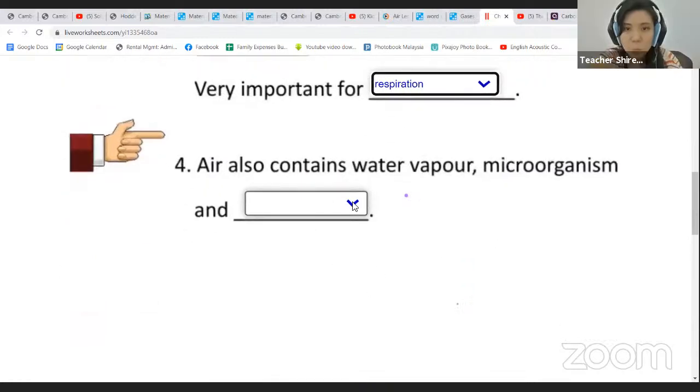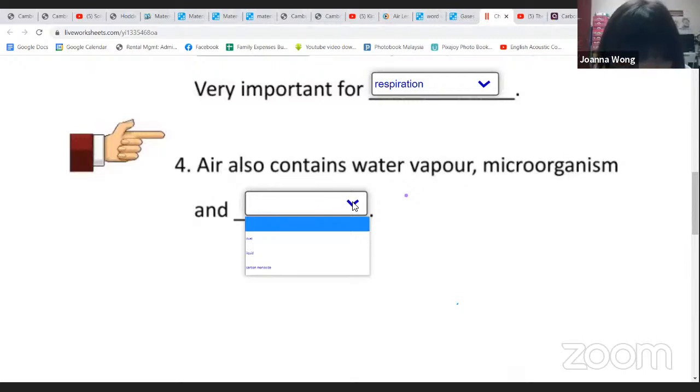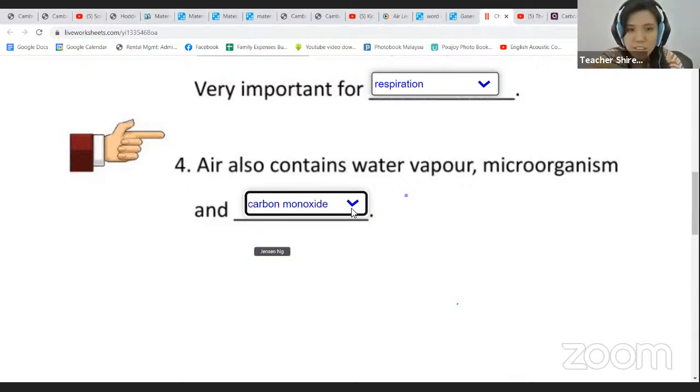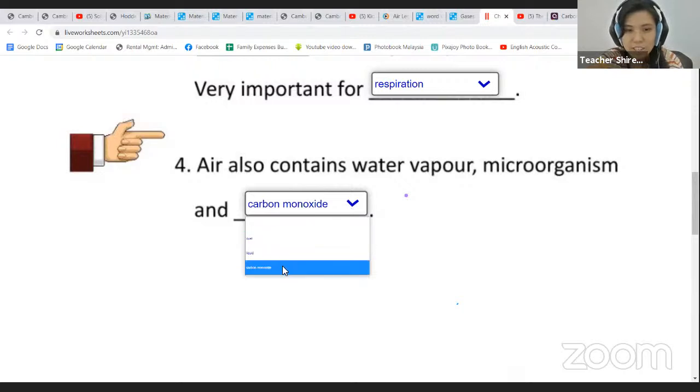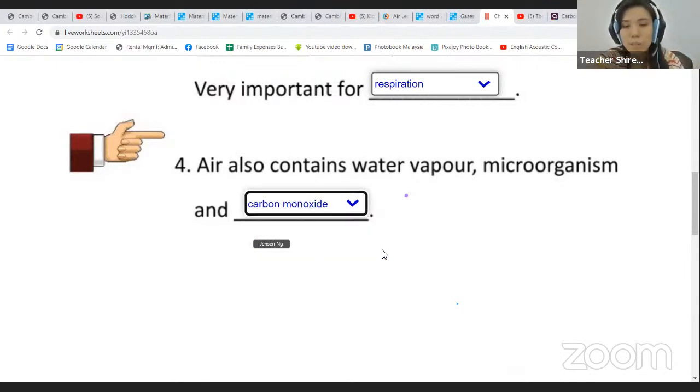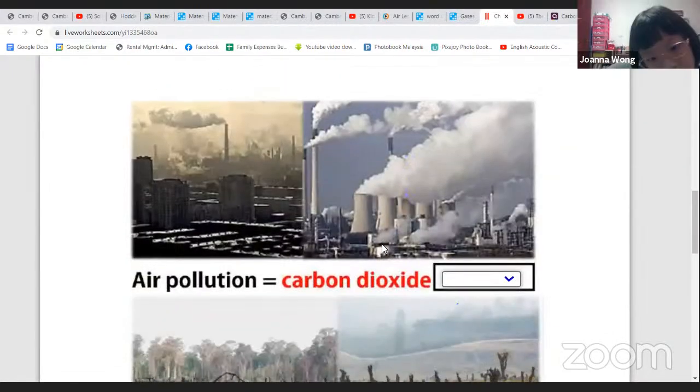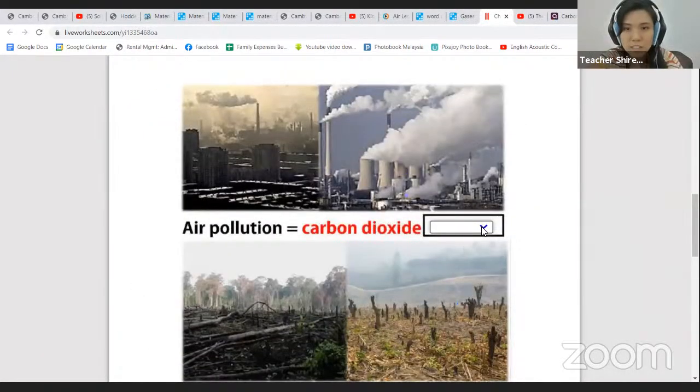Okay. Air also contains water vapor, microorganism, and liquid. Liquid is more like water vapor. Carbon monoxide or dust. Okay. Let's see which one is correct. Carbon monoxide is those gas from the car. Dust is just dust. So actually both it has contained.